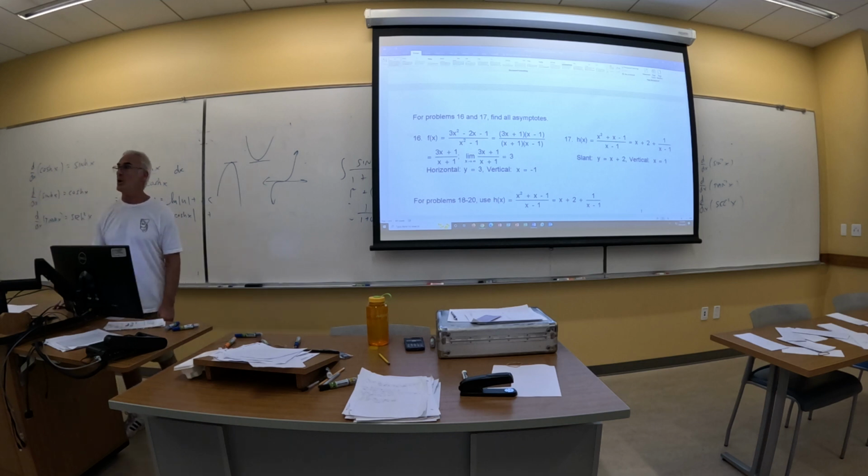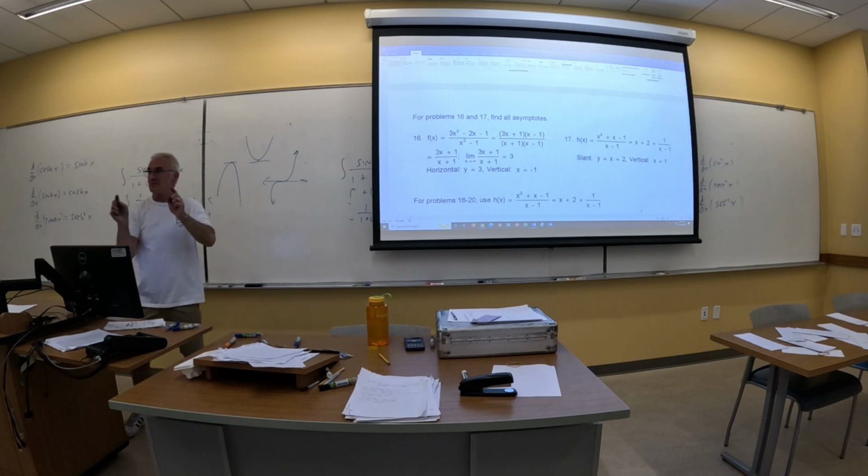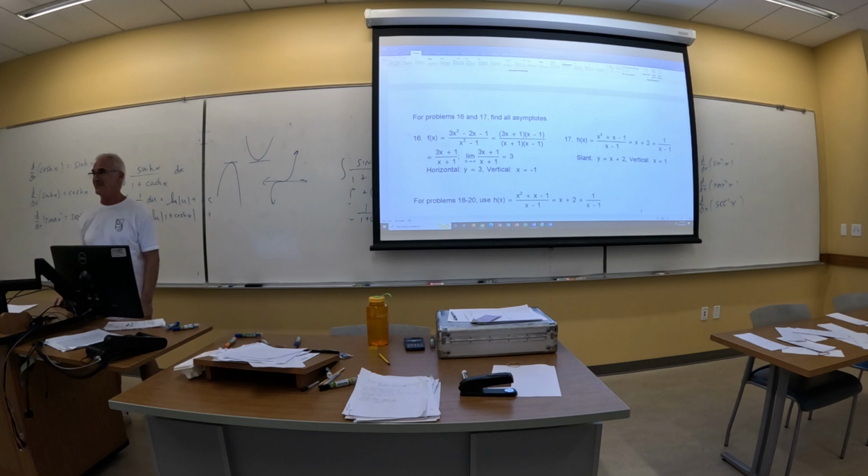What if the numerator is bigger than the denominator? Then there's no horizontal. It grows without bound. What if the numerator is exactly 1 higher than the denominator? Then there will be a slant. Can there be a slant and a horizontal at the same time? No, because a slant means it's 1 more, horizontal means they're the same or it's less. Now, vertical has nothing to do with those other 2. Vertical is you're just looking at the denominator.